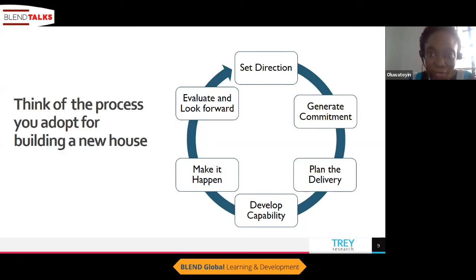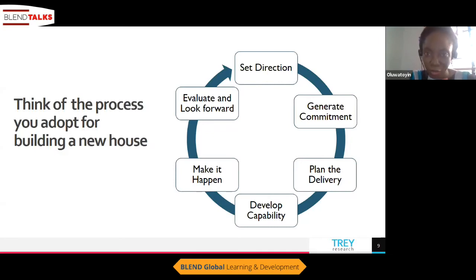The first one is setting the direction. So what does success look like? What are we doing? Why are we doing it? And how do we know when we finish what we're doing? So it's like a 3-bedroom. So when you're building a house, you just don't say, I want to build a house. You will say, I want to build a duplex, a 3-bedroom house, a 2-story building, a business complex, or a living complex with 7 flats, things like that. It's the same thing you need to do with people when you're managing them.